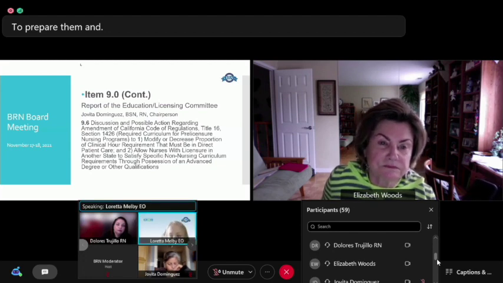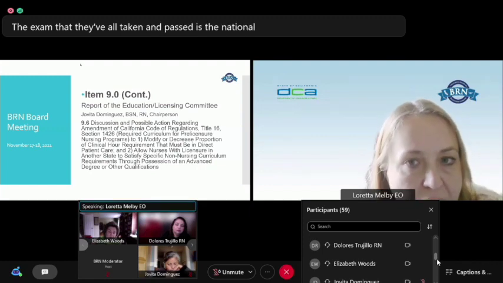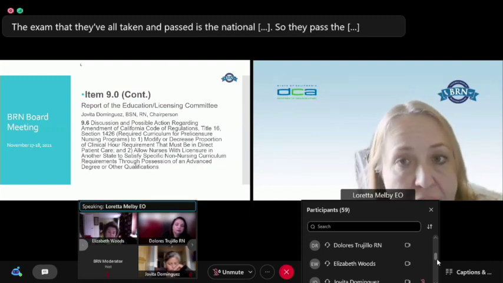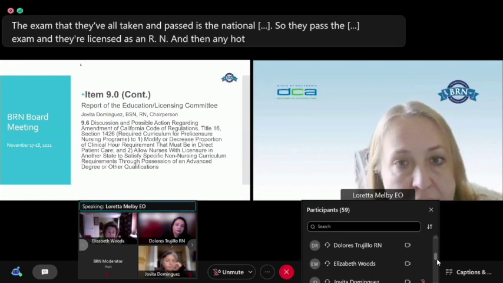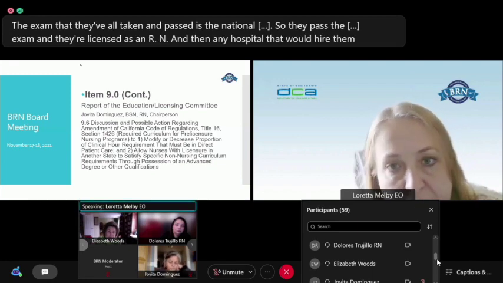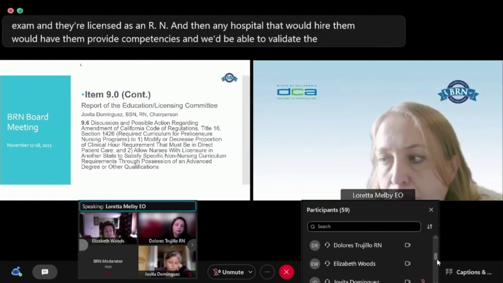The exam that they've all taken and passed is the National NCLEX. So they've passed the NCLEX exam and they're licensed as an RN. And then any hospital that would hire them would have them provide competencies and would be able to validate them before they would take any patient care.